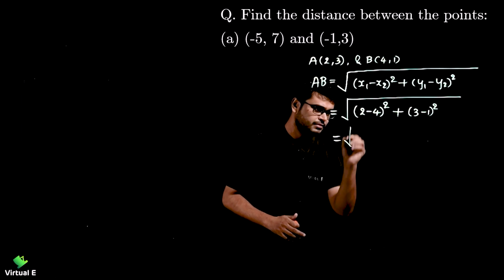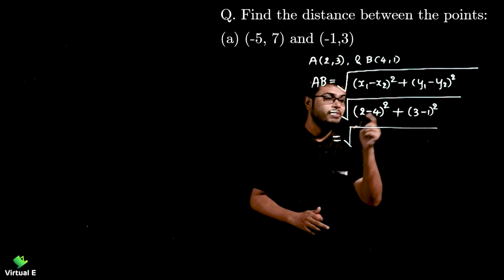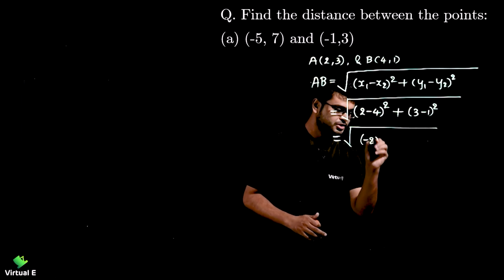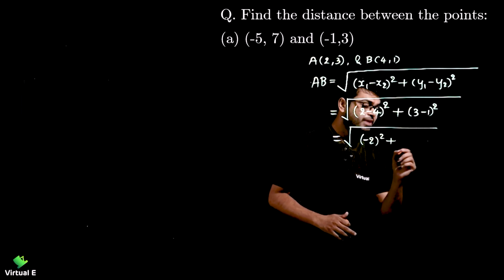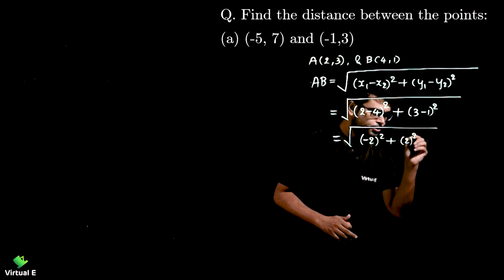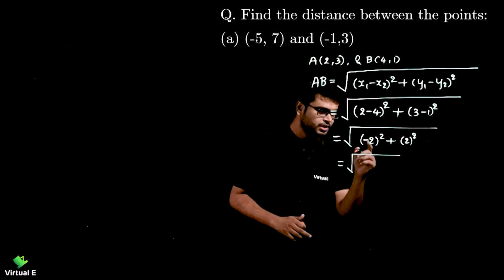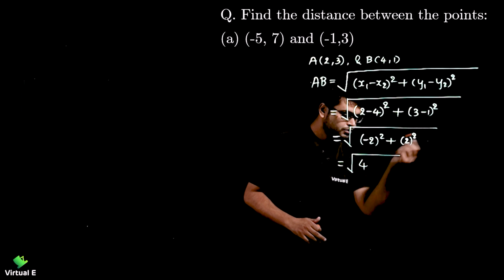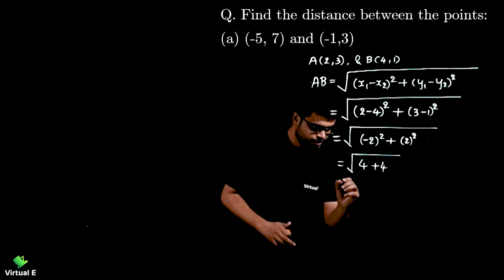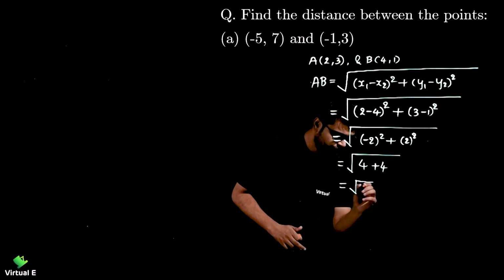Then here 2 minus 4, that is minus 2 whole square, plus 3 minus 1, that's also 2 whole square. And if I write it in normal form, minus 2 square is 4 and 2 square is also 4. So here 4 plus 4, 8.